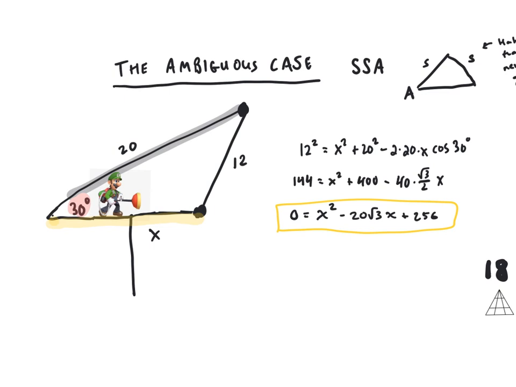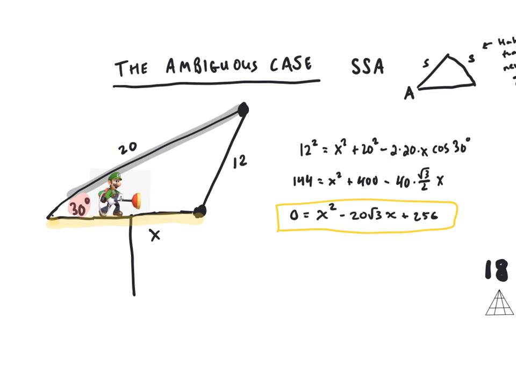So let's solve that quadratic. We set up the quadratic formula. You simplify the discriminant, and you find two possible solutions here because the discriminant is positive. One was x equals 24, and the other was about x equals 10.7.